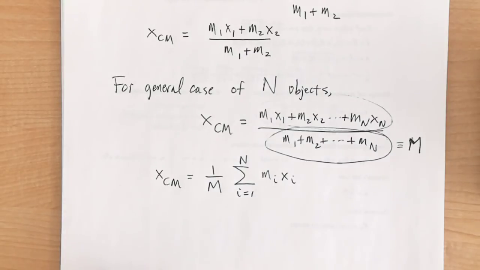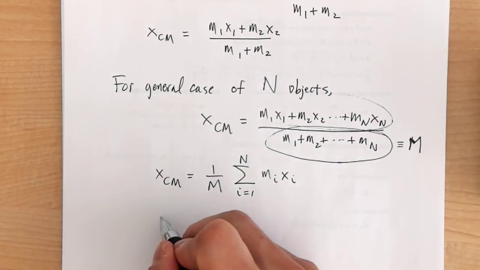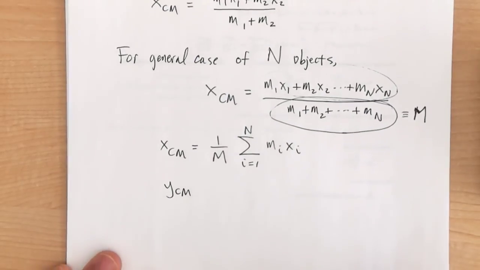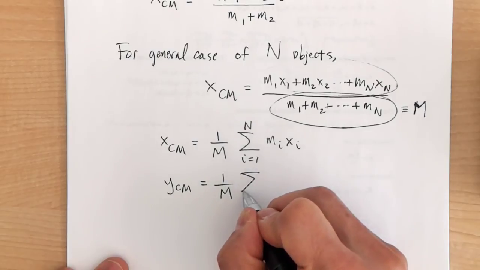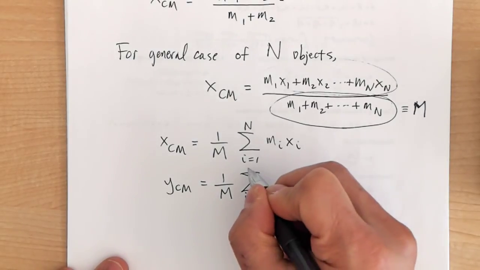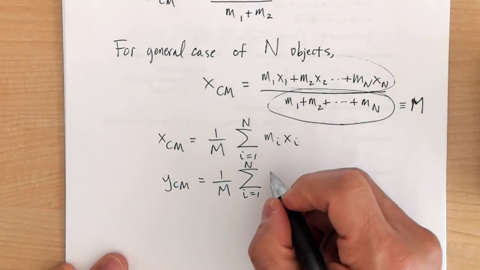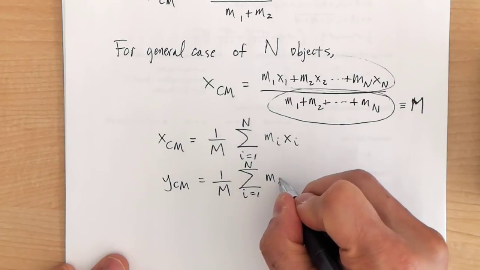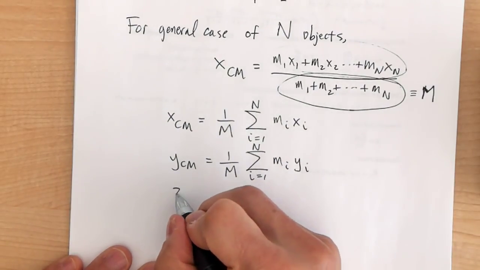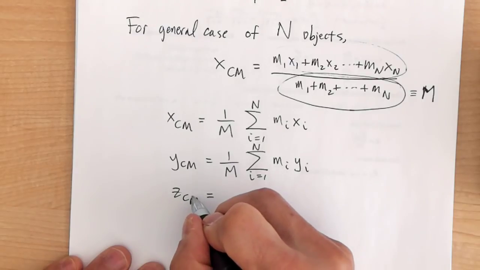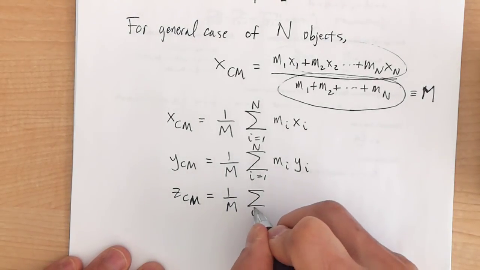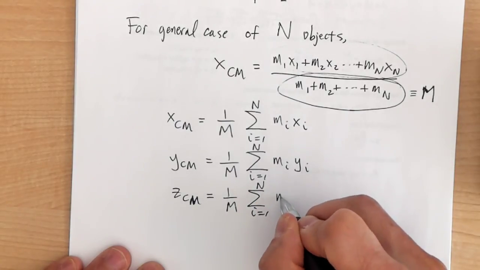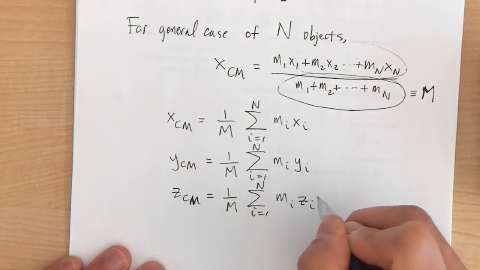We can do this for the other coordinates as well. So for the y center of mass coordinate, it's 1 over the total mass times the sum from i equals 1 to i equals n of m_i y_i. And of course for z you would get the same sort of thing: 1 over m, sum from i equals 1 to i equals n of m_i z_i.